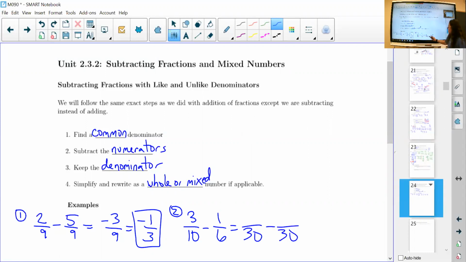10 times 3 is 30, so 3 times 3 gives me 9. 6 times 5 is 30, so 1 times 5 gives me 5. I have 4 30ths. Again, I can simplify just a bit, turn that into 2/15ths. Again, that's just a fraction. I had to simplify, but I don't need to rewrite it.